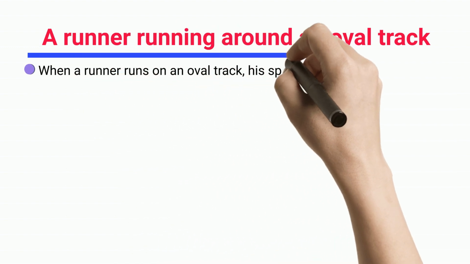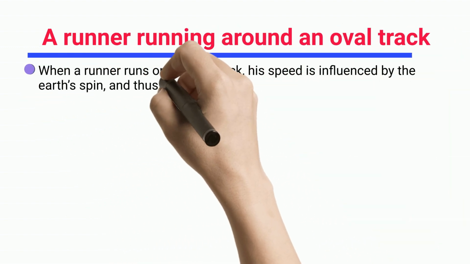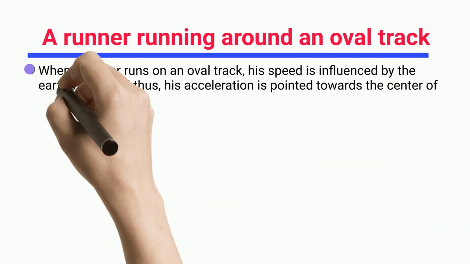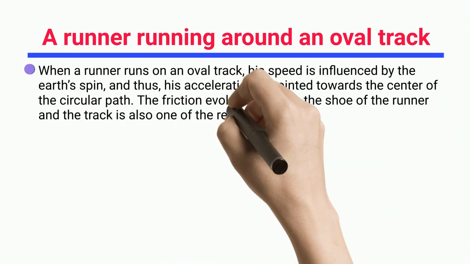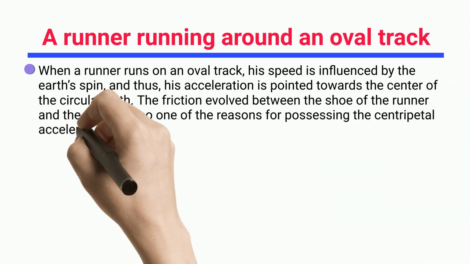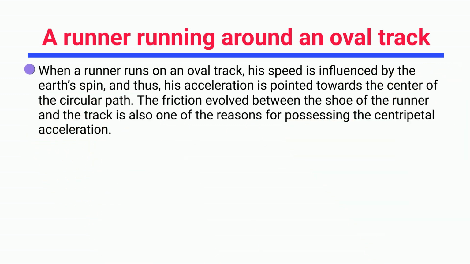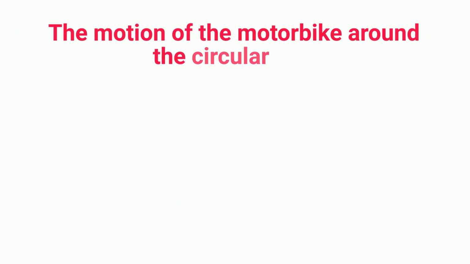A runner running around an oval track. When a runner runs on an oval track, his speed is influenced by the Earth's spin, and thus, his acceleration is pointed towards the center of the circular path. The friction between the shoe of the runner and the track is also one of the reasons for possessing the centripetal acceleration.